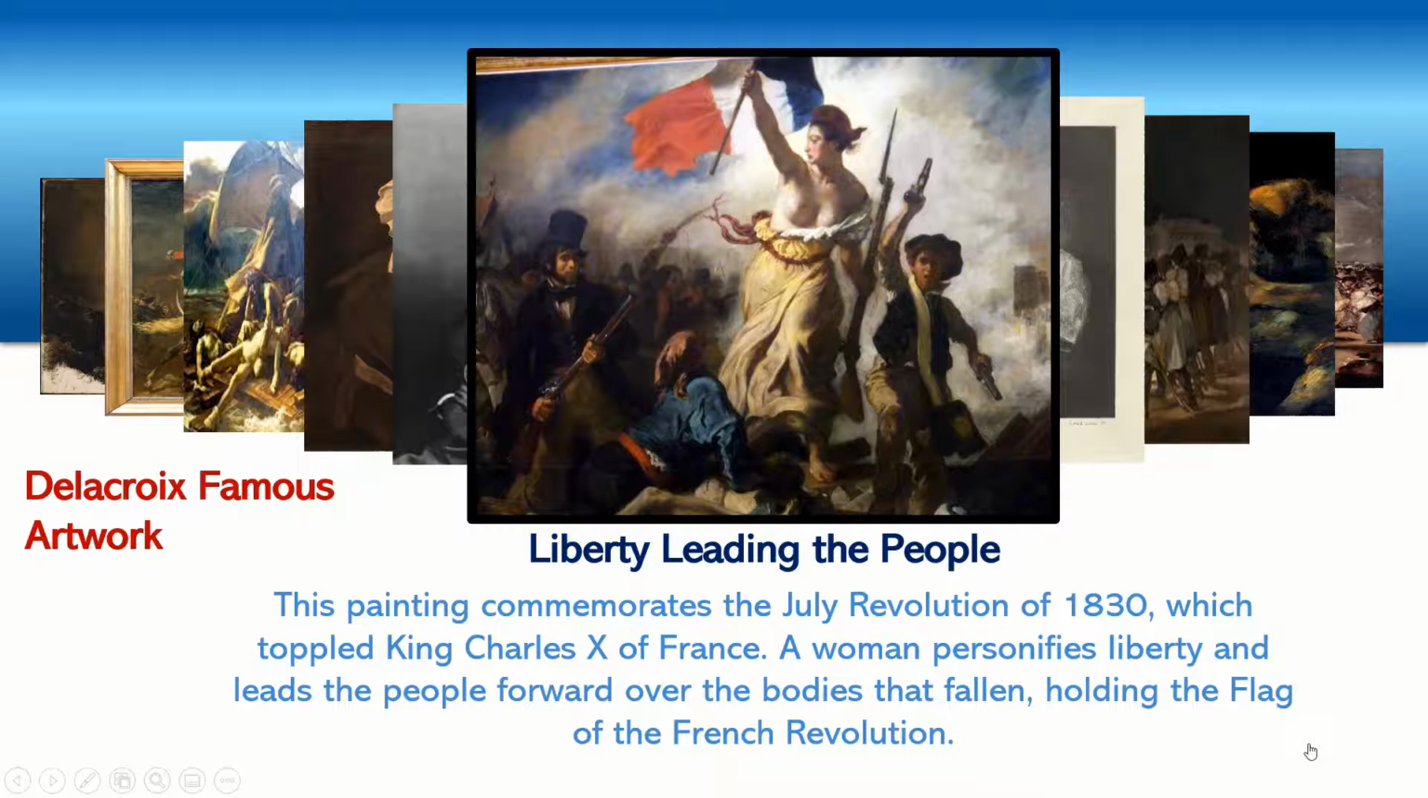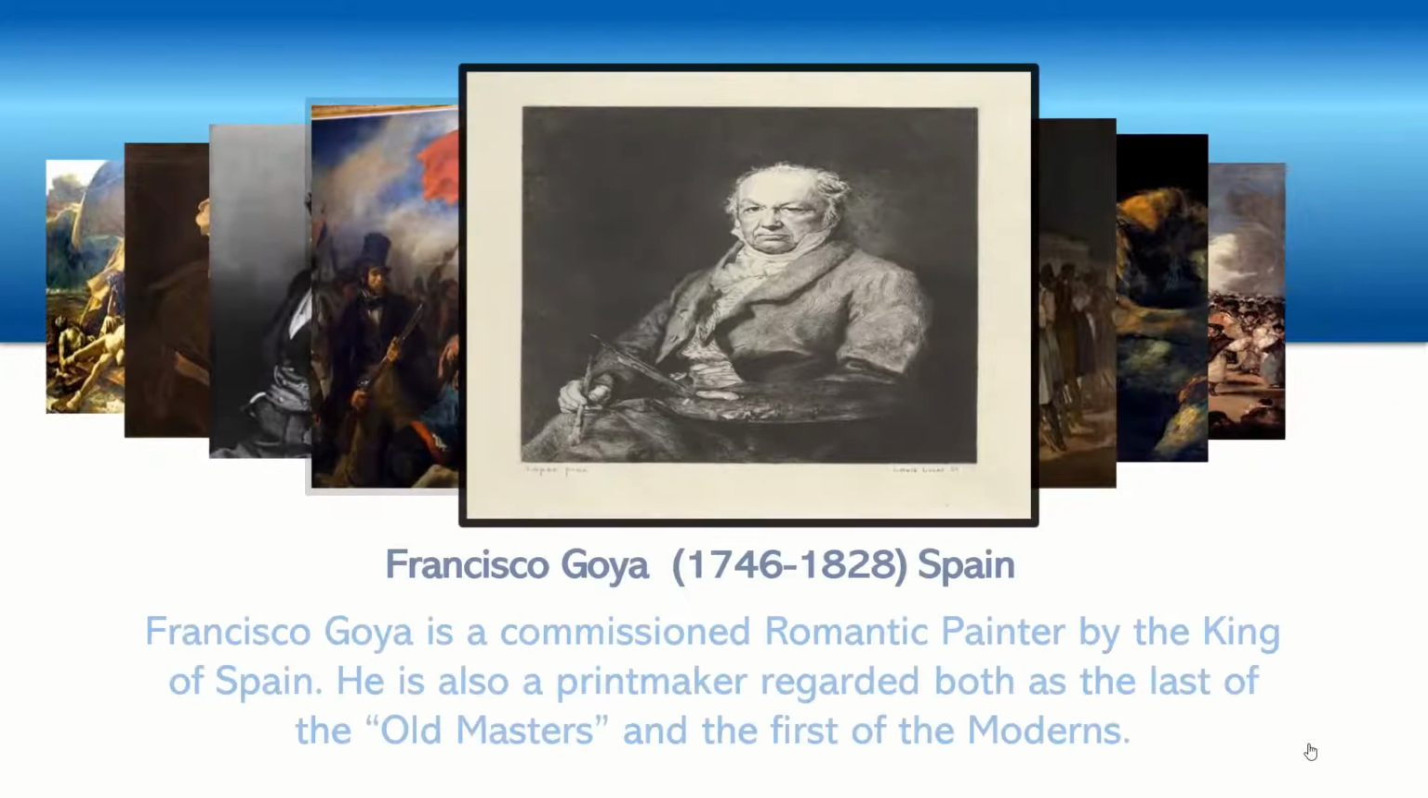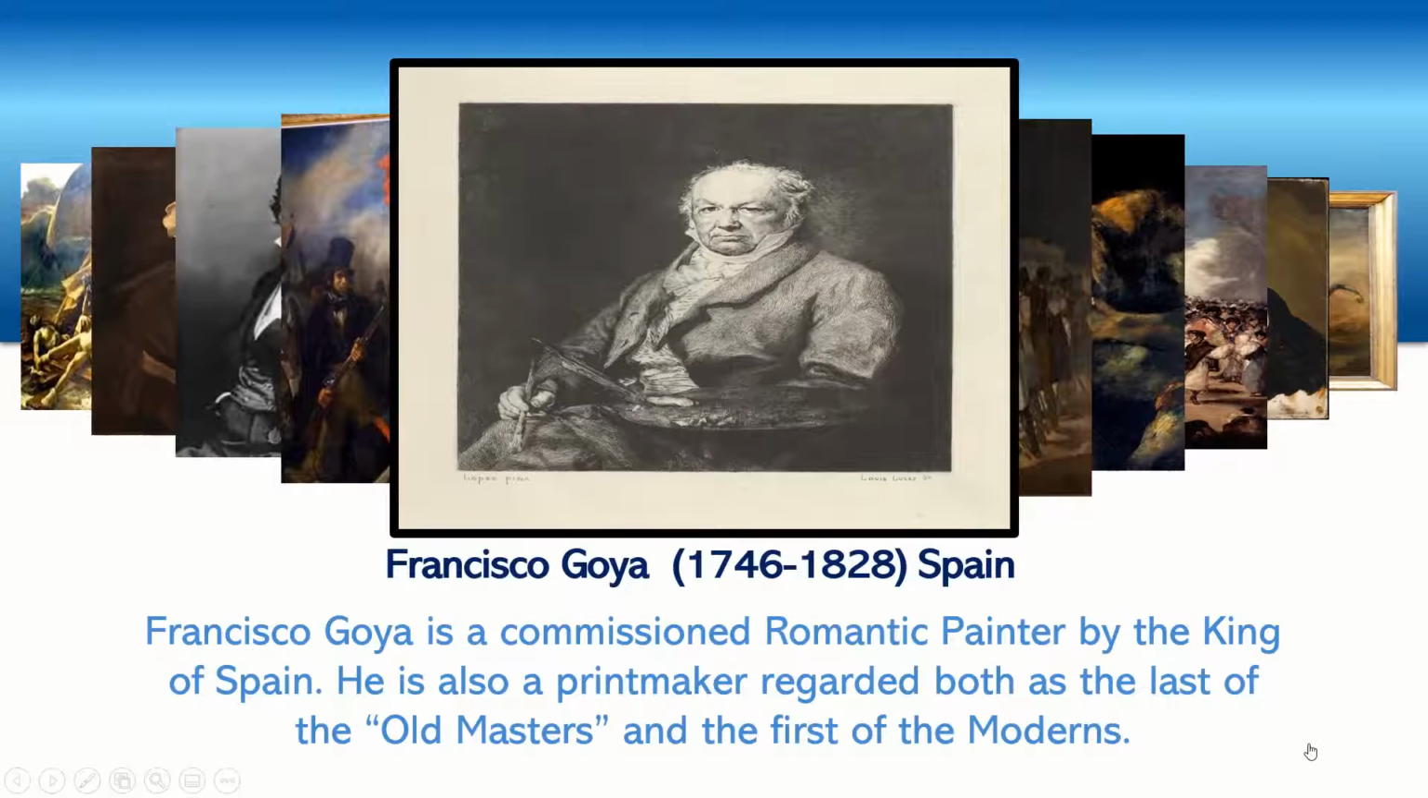This painting commemorates the July Revolution of 1830, which toppled King Charles X of France. A woman personifies liberty and leads the people forward over the bodies of the fallen, holding the flag of the French Revolution. Now let's discuss Francisco Goya.